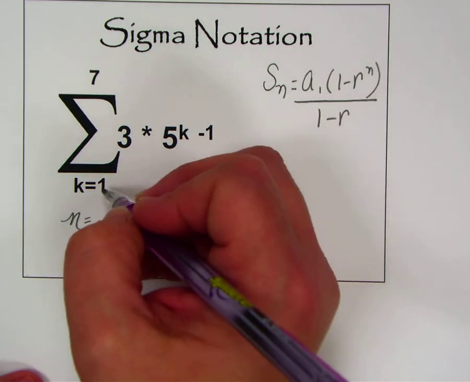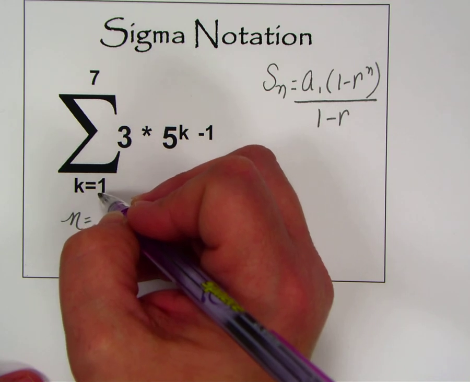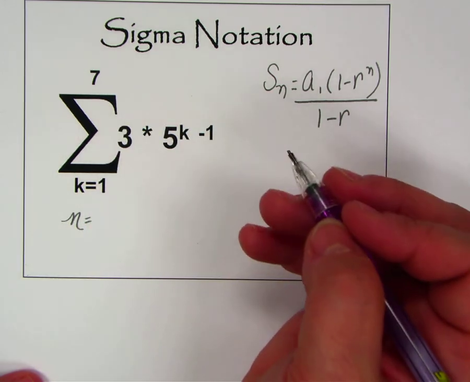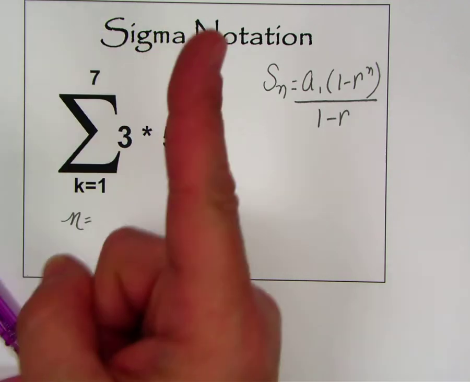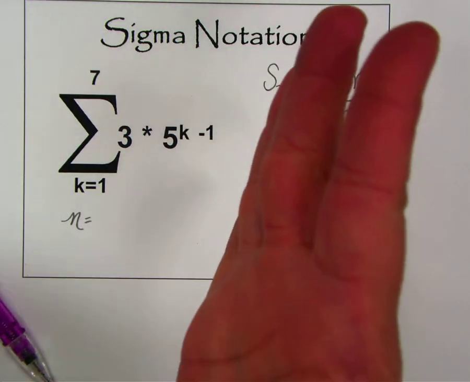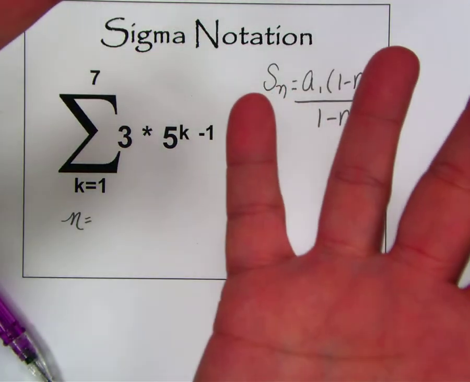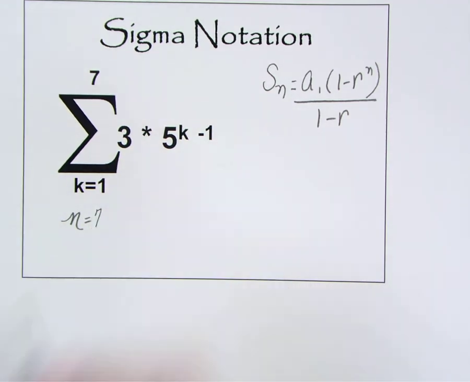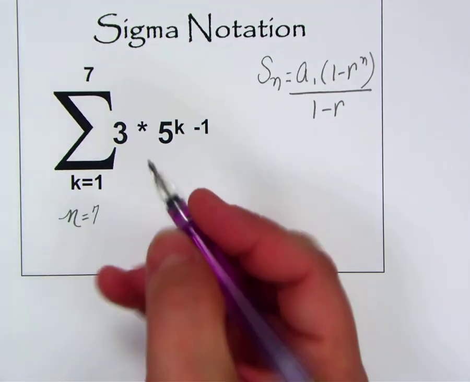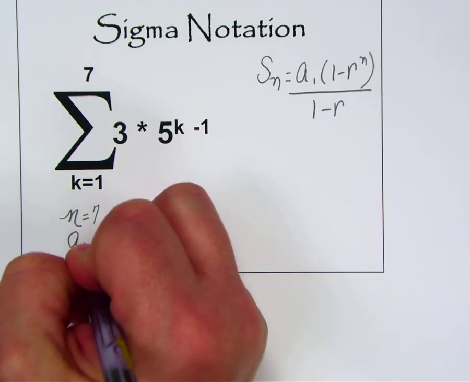n is the number of terms. So how many terms are there if it starts at 1 and goes to 7? 1, 2, 3, 4, 5, 6, 7. 7. Okay? Now, what's the first term?